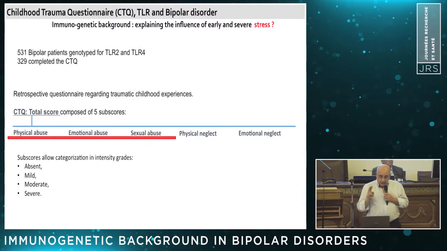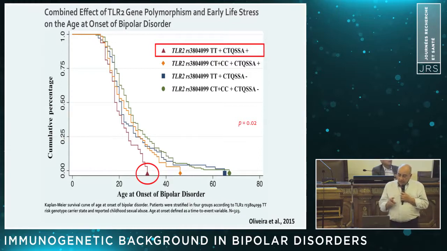So the question we posed is: is there any relationship between what we observed in terms of immunogenetics of TLR2 and TLR4, because both were associated with early onset of disease, and with trauma during the childhood period? And we analyzed the combination, the possible additive effect between these two risk factors. And we found indeed that in individuals having the genotype at risk for TLR2 at homozygous state and having a history of sexual abuse, these individuals develop the earliest onset form of the disease, as you can see.